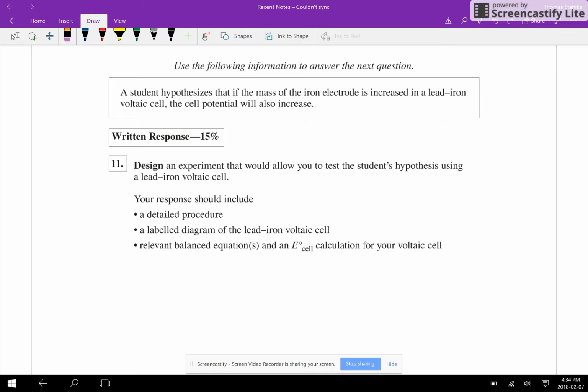Hi, everyone. I've got a previous diploma question here that tests Voltaic cells. The question says to design an experiment that would allow us to test the student's hypothesis shown above. But what I'm going to focus on in this video is just simply labeling the lead iron Voltaic cell, and we'll write the balanced equations that go along with it.